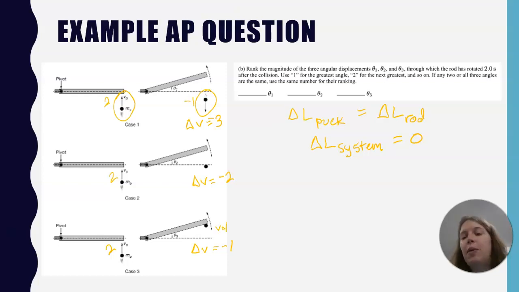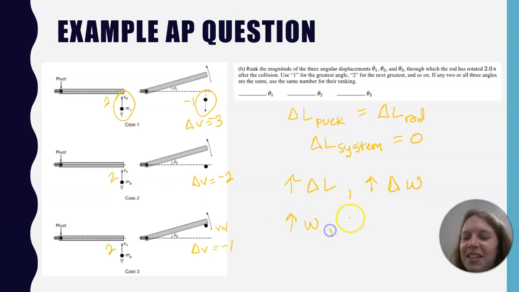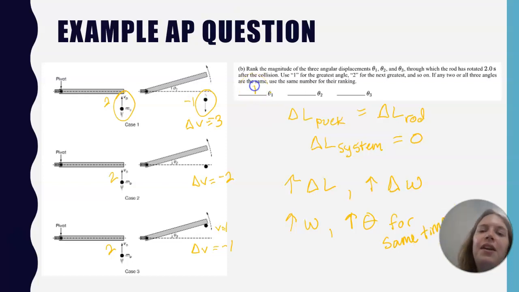So the rod is going to experience the same greater change in angular momentum as the puck, and because of that greater change in angular momentum, it's going to have a greater rotational velocity. So a greater change in angular momentum means a greater change in the rotational velocity, and a greater rotational velocity means a greater angular displacement for the same time. So the rank here is 1, 2, 3.